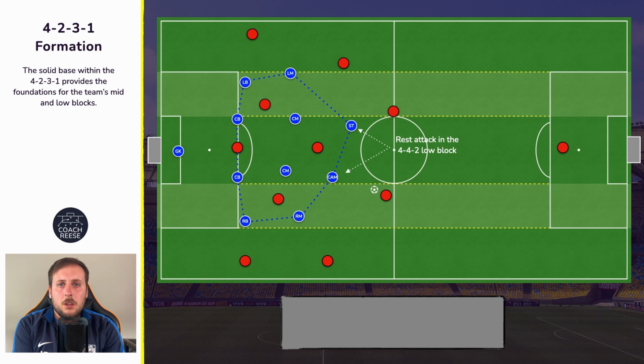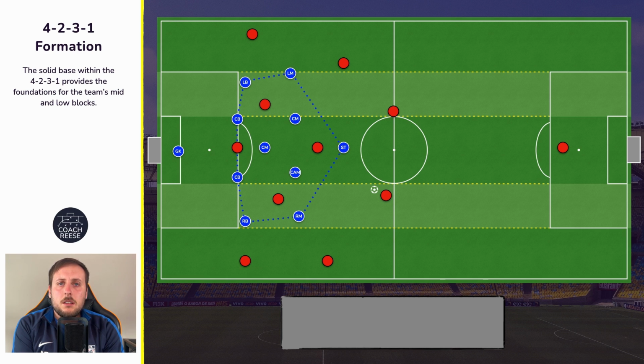Another option with the low block is to move into a 4-1-4-1, and this allows the team to have a dedicated player within Zone 14 and also use their cover shadow to block any passes into the opposition striker.